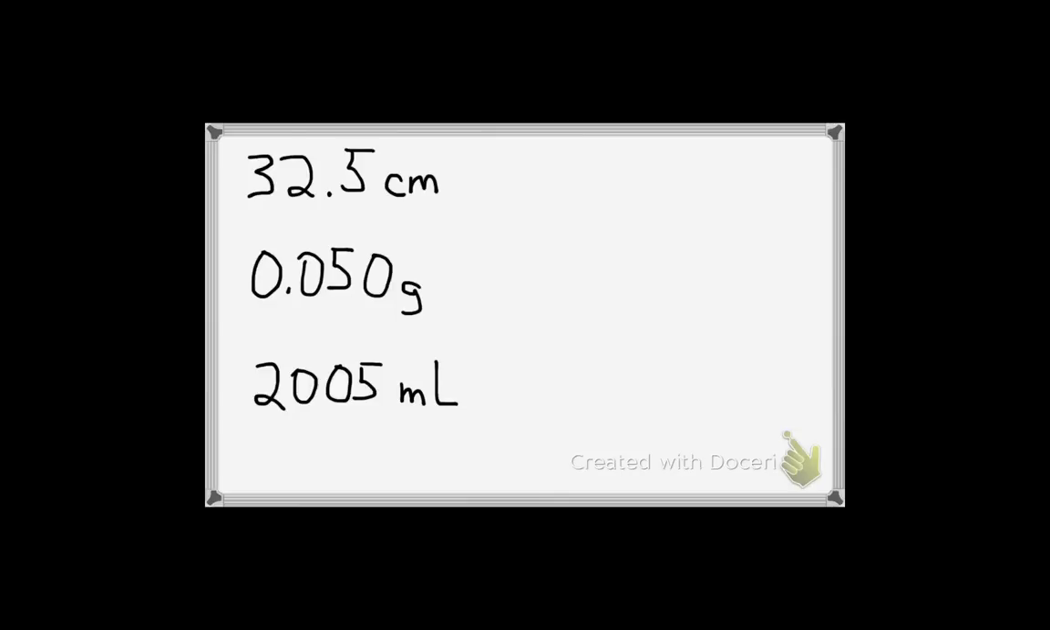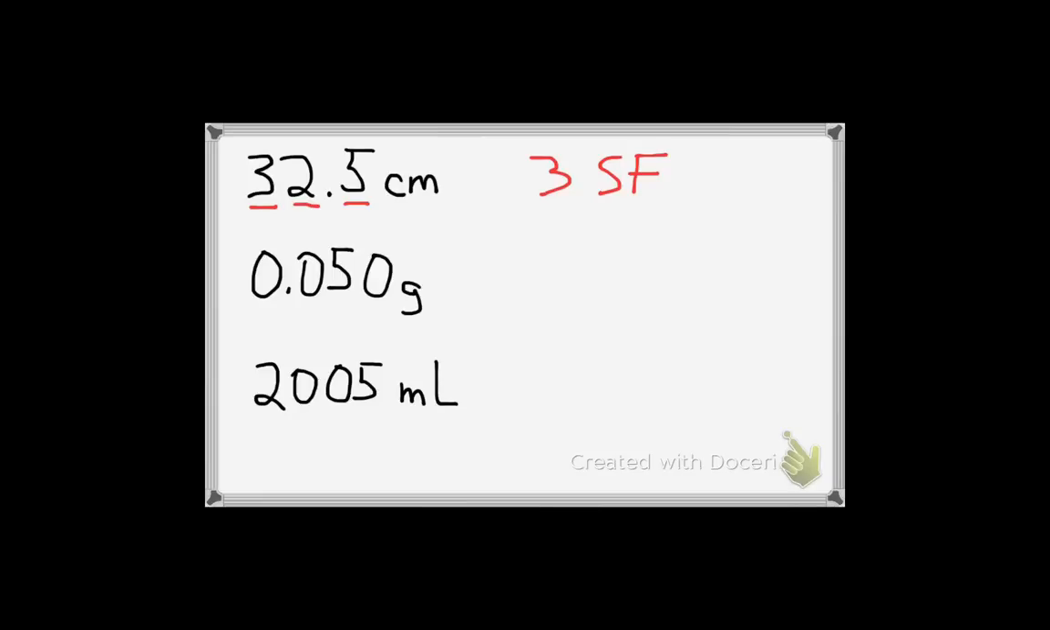32.5 centimeters, and the first rule with significant digits is that all non-zero digits, no matter where they're at decimal place wise, are always significant. So the 3, the 2, and the 5 are all going to be significant, and therefore we would have 3 sig figs. And we'll use SF as our abbreviation for sig figs.